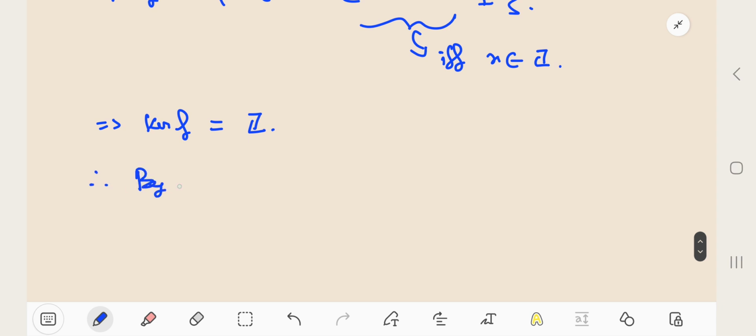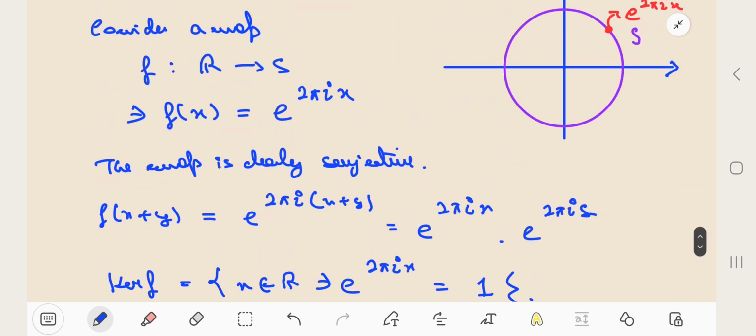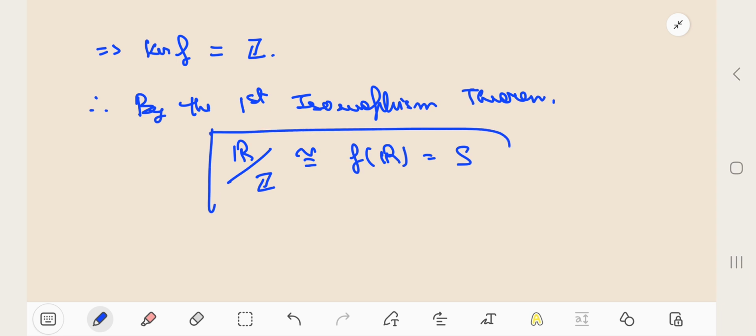Therefore, by the first isomorphism theorem, so I have shown it to be surjective, right. So then R mod Z is isomorphic to the image of R under f, but we know that f is a surjective map, so it is the whole of S, and that is the proof required, okay.